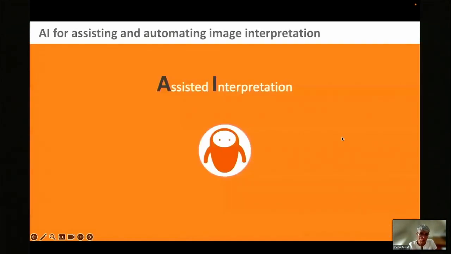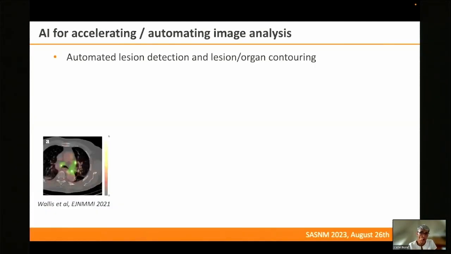So in addition to producing better images, AI will also assist the nuclear medicine physicians in image interpretation. Maybe the most obvious application is the automated lesion detection and automated lesion or organ delineation. For instance, here, you can see the automated detection of mediastinal metastases in a lung cancer patient from his PET-CT scans.